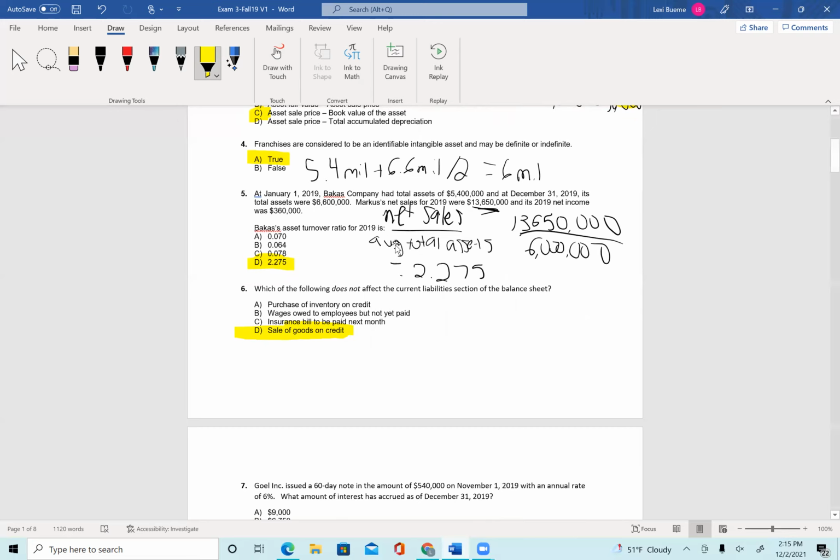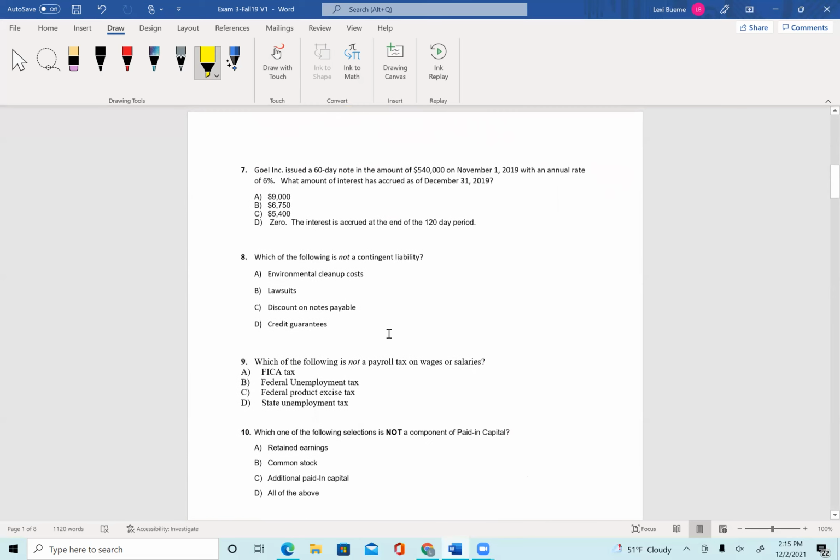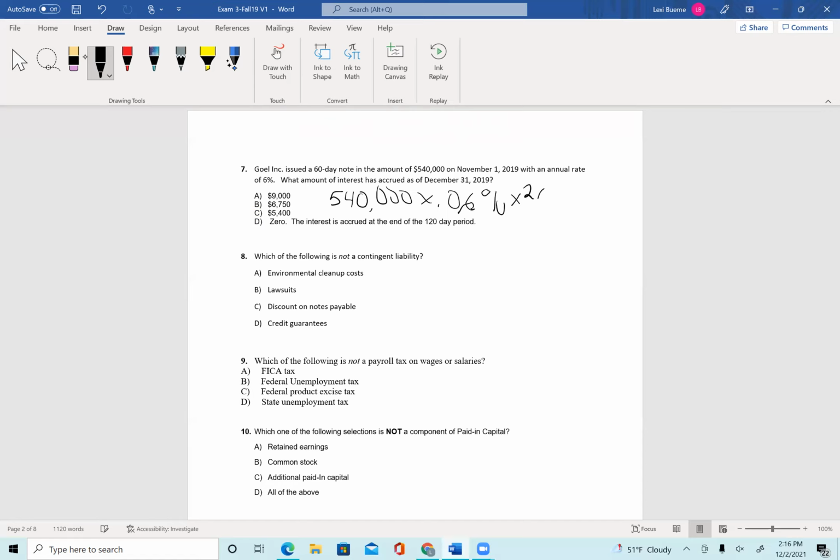All right, so then number 7. They issued a 60-day note in the amount of 540,000 on November 1st, 2019, at an annual rate of 6%. What's the amount of interest accrued? So remember this formula: principal times rate times time. So the principal is 540,000 times the 6% rate, so 0.06. Sorry. And then times 2 over 12 for months. So it's November 1st to December 1st, December 1st to December 31st. That's where you get 2 months. And that's going to equal 5,400.